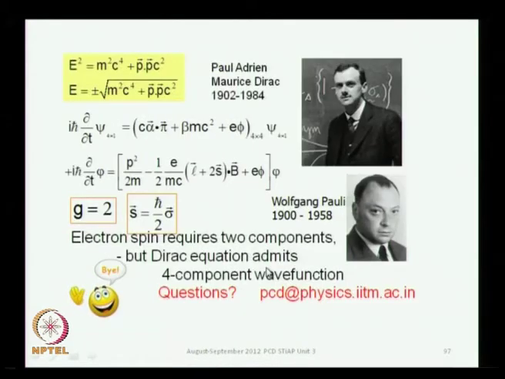So, I will stop here for today. If there are any questions, I will be happy to take them, and in the next class we will continue our discussion on the Foldy-Wouthuysen transformations. We will first do it for the free electron and then do it for the electron in an electromagnetic field, and then of course our interest is in the electron in the hydrogen atom. Questions?